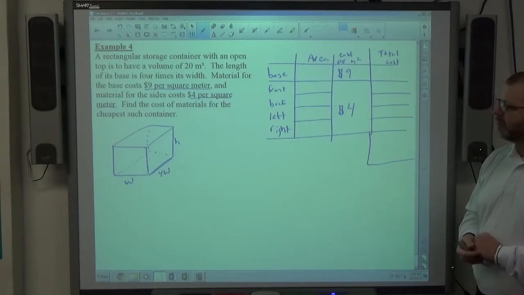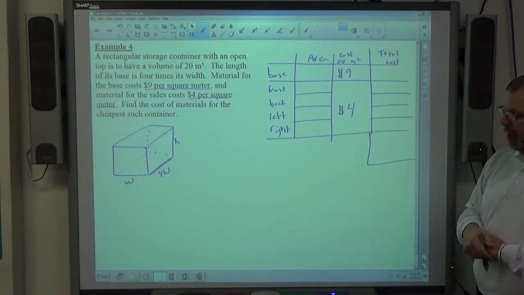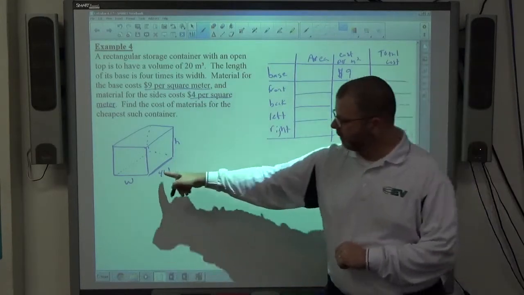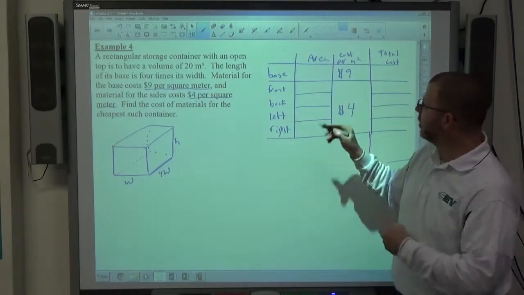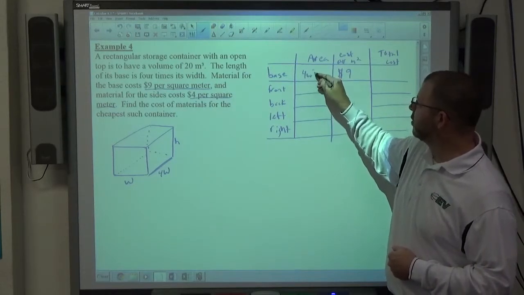The base: what are the dimensions of the base? The bottom. The length and width of the base. According to my picture right here, W and 4W. So if I multiply those together, 4W squared is the area of the base, right?